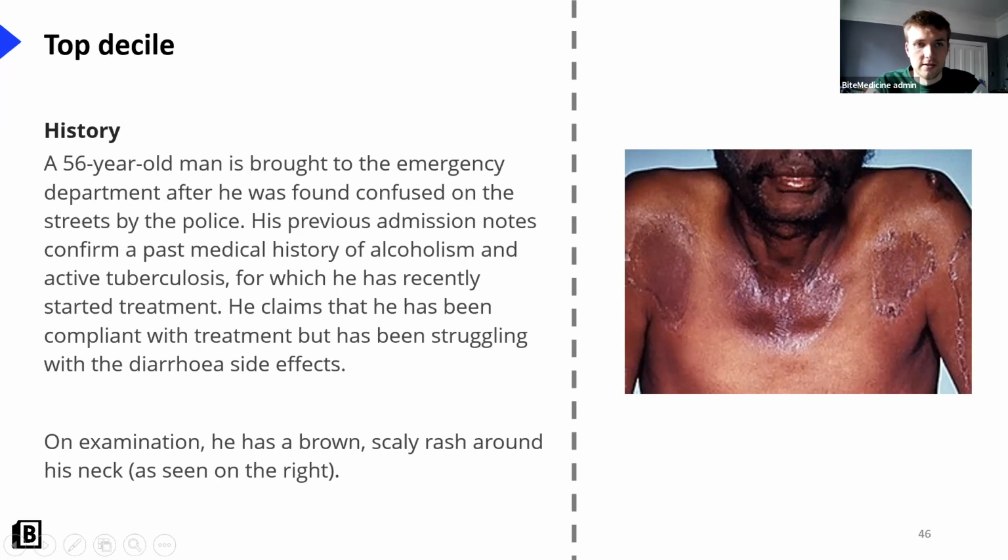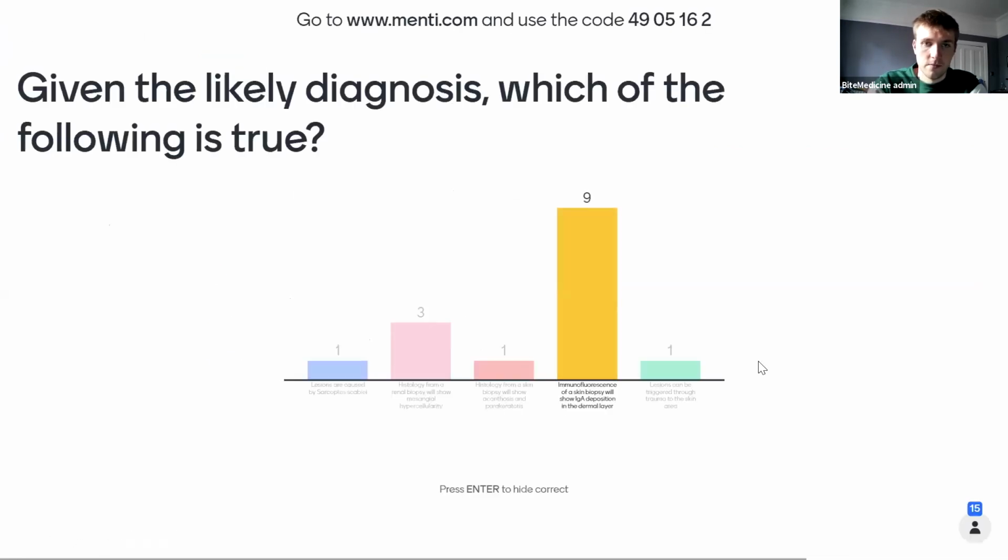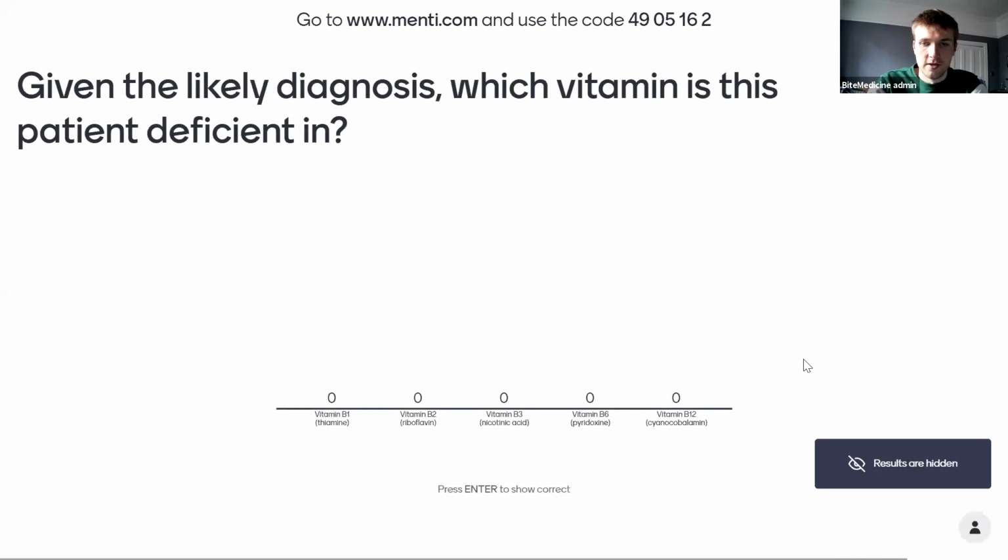So the question is, given the likely diagnosis, which vitamin is this patient deficient in? So our options are vitamin B1, vitamin B2, vitamin B3, vitamin B6, and vitamin B12. You might know them as thiamine, riboflavin, niacin or nicotinic acid, pyridoxine, and cyanocobalamin.